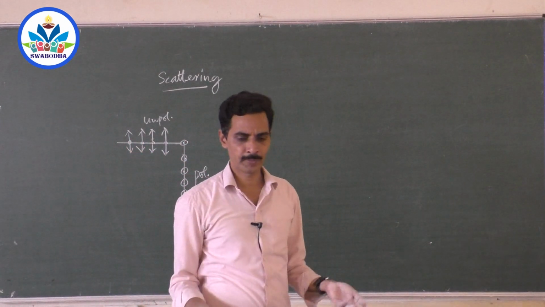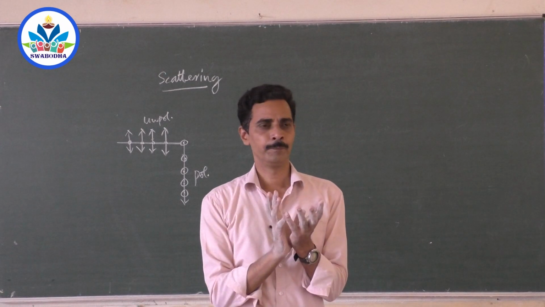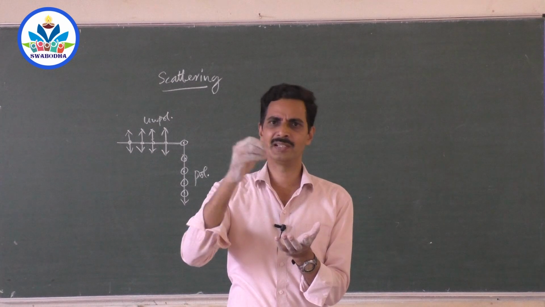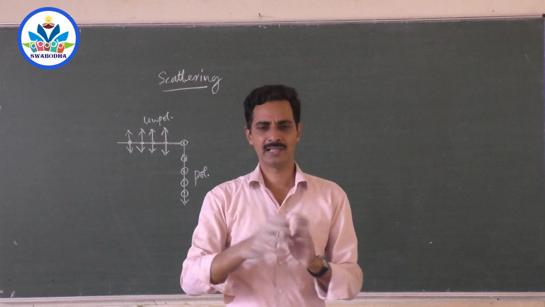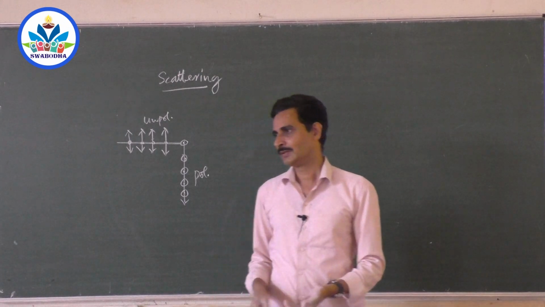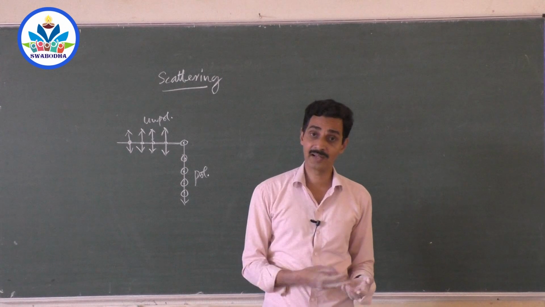So you can do the polarization in your room itself. Take one beaker with water, put some detergent or something, and shine light on that. Then the light gets scattered everywhere, and that scattered light is polarized light. So that is polarization by scattering.